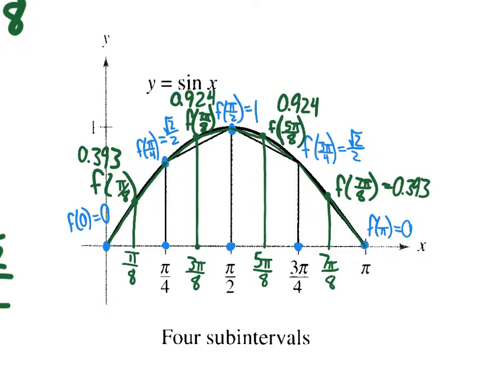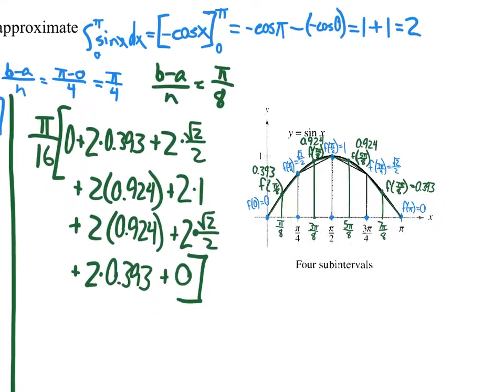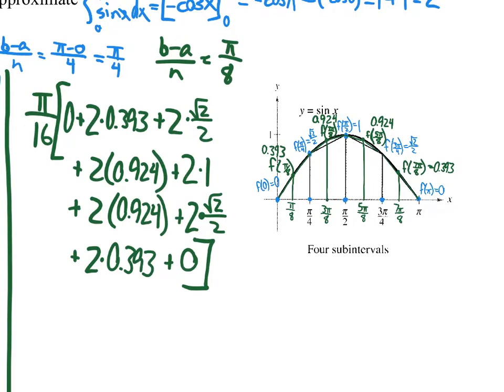Okay, so now that you worked through it, let's look at the steps here. You've got to figure out what sine of the pi over 8, the 3 pi over 8, 5 pi over 8, 7 pi over 8 are. Okay. And then you're ready to set it into your formula. Now, the b minus a over n was pi over 8, so if it's over 2n, that means it's going to be pi over 16.